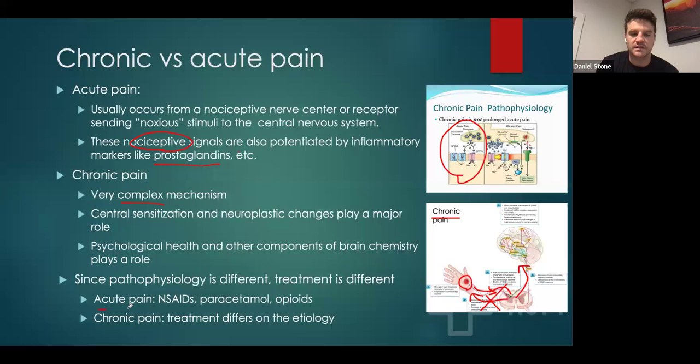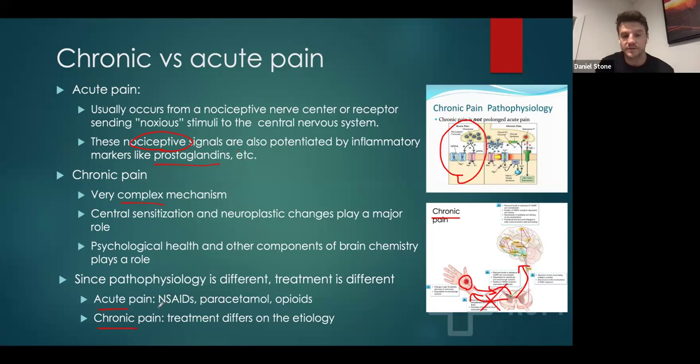So acute pain should actually be treated quite a bit differently than chronic pain. And it's just because the mechanism is different. It's not necessarily because the pain is any different to the patient. It's more important to understand the mechanism is just different.